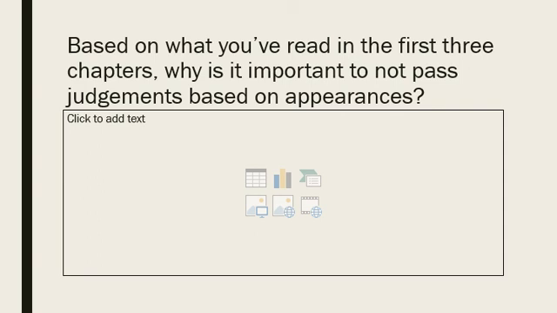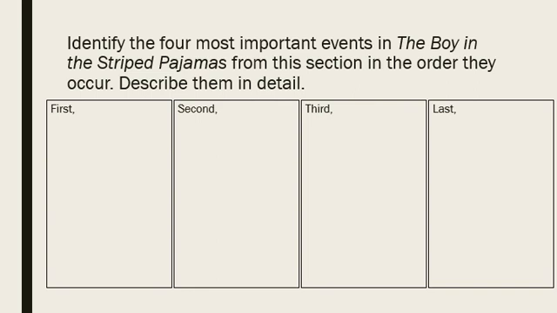Think about his reaction to what he sees out his bedroom window. That was a prejudgment. Okay? And question 21: identify the 4 most important events in The Boy in the Striped Pajamas from this section, specifically from chapters 1 through 3, in order of how they happened.